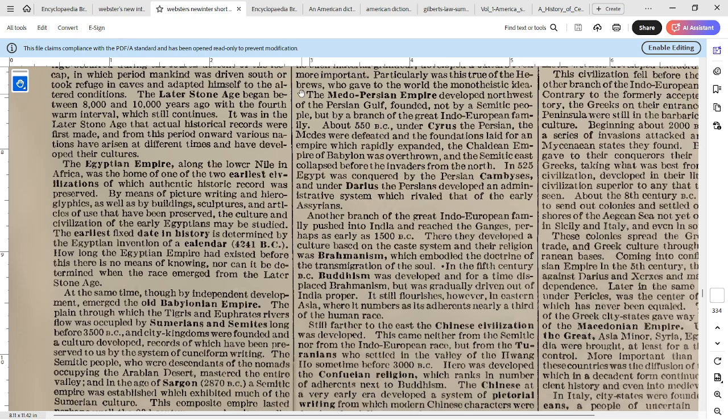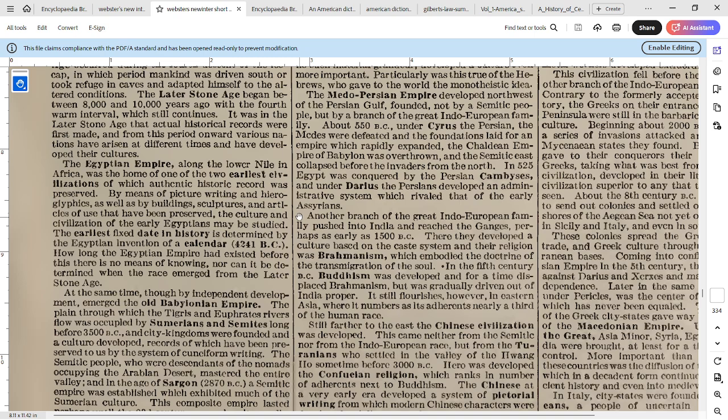The Medo-Persian Empire developed northwest of the Persian Gulf, founded not by a Semitic people, but by a branch of the great Indo-European family. About 550 BC, under Cyrus the Persian, the Medes were defeated and the foundations laid for an empire which rapidly expanded. The Chaldean Empire of Babylon was overthrown and the Semitic East collapsed before the invaders from the north. In 525, Egypt was conquered by the Persian Cambyses, and under Darius, the Persians developed an administrative system which rivaled that of the early Assyrians.